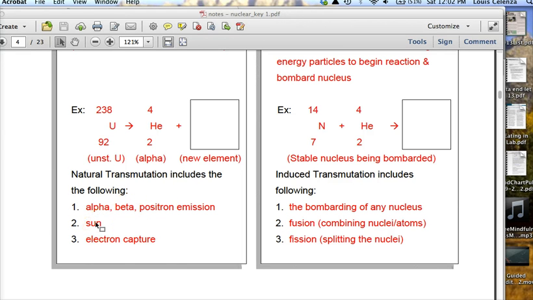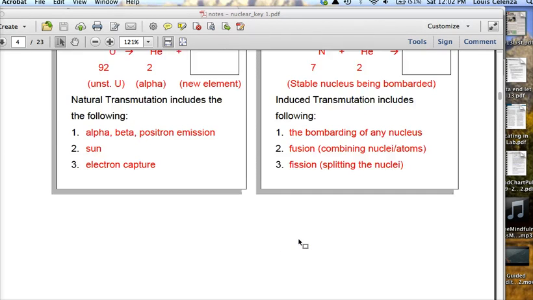The way that the sun produces its energy is also considered to be natural transmutation. Even though it is fusion, and you see fusion is listed here, the sun, because it's doing it on its own, is still considered to be natural transmutation. And something called electron capture, which they rarely ask you about on the Regents exam. The 3 types of induced or artificial transmutation would be anytime you bombard a nucleus with particles. That's going to be artificial transmutation. And fusion and fission, and we'll talk more about both of these later on, are also considered artificial transmutation.